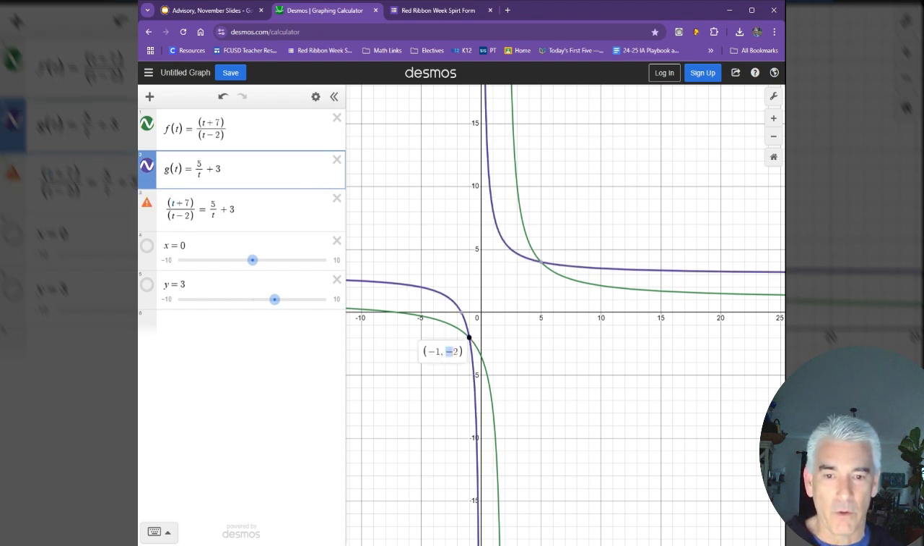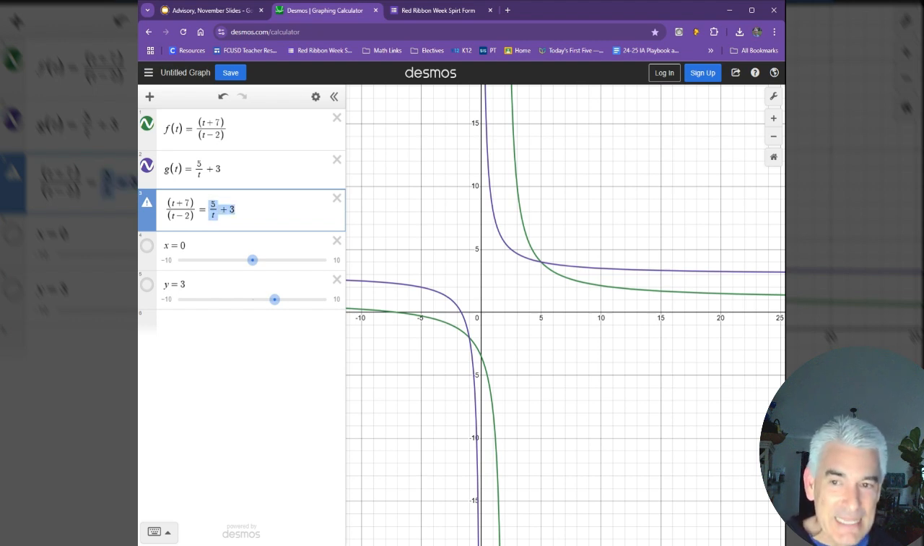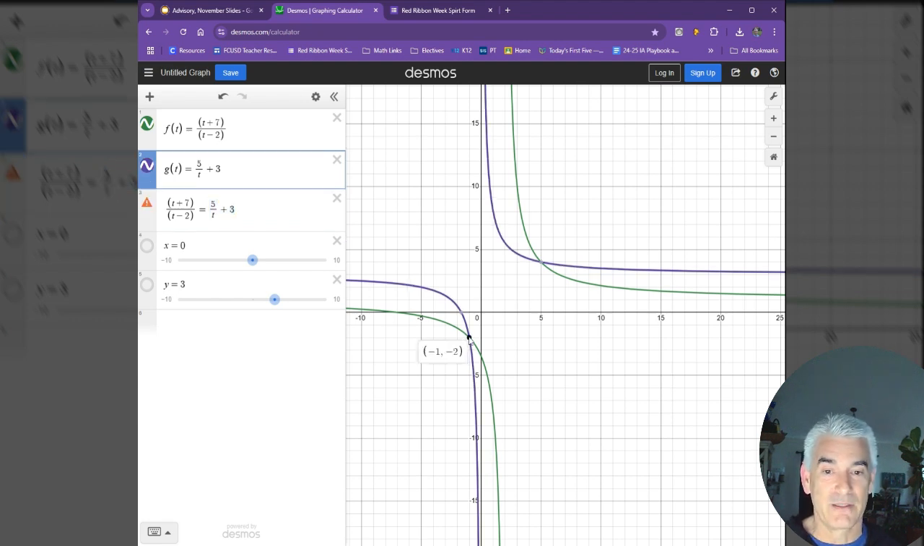Notice my y coordinate here is -2. If I plugged in -1 over here, we get 5 over -1 is -5 plus 3 is -2. So -2 is what it makes each side equal, but the value of t that makes each side equal to each other is -1 and 5. And this works for any equation that you would ever want to solve. You can solve them all graphically.